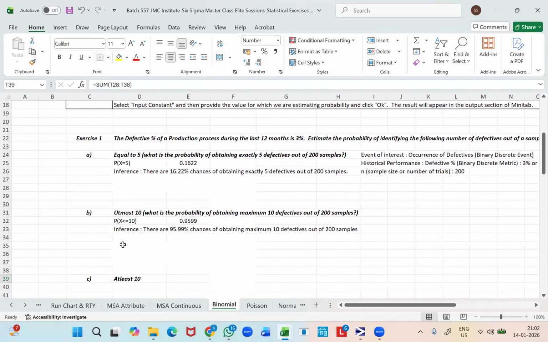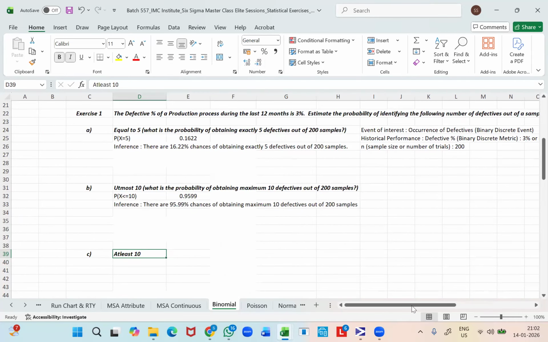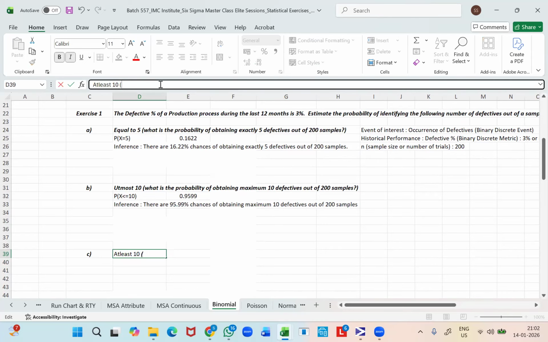Fine. Now let us move on to the third scenario. So what is the third scenario? The third scenario says at least 10. So what do you mean by at least 10? Minimum 10. Minimum, right? So this is exactly opposite to the second scenario that we just now saw.